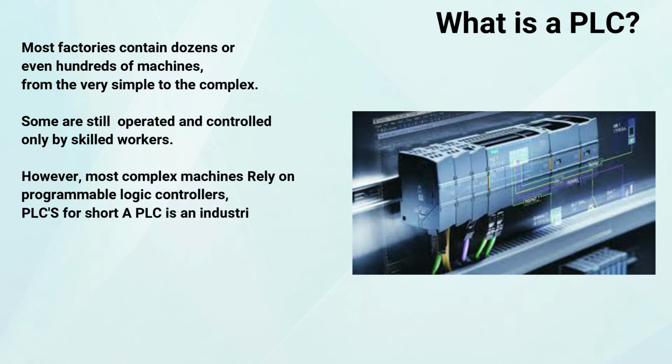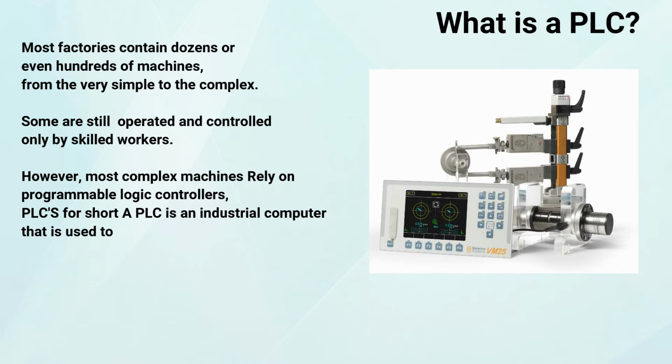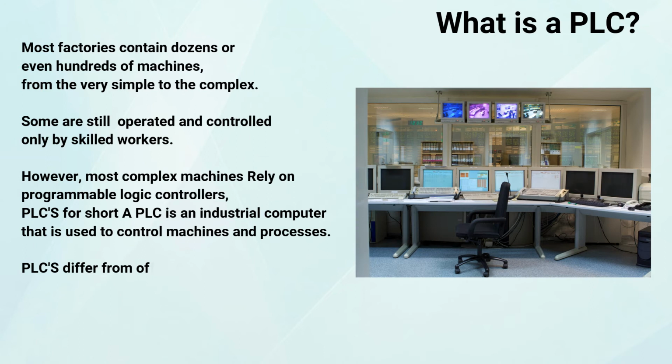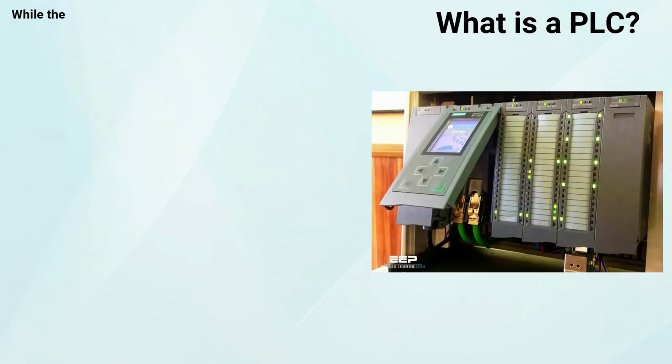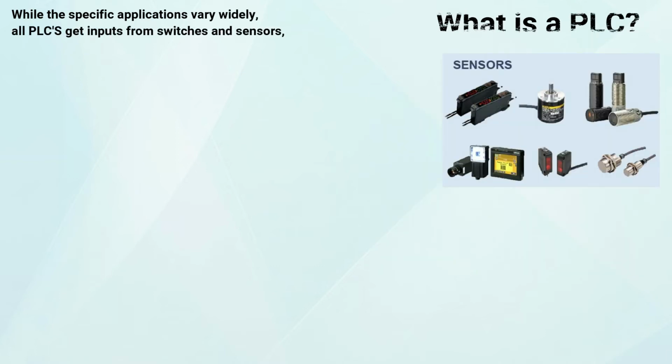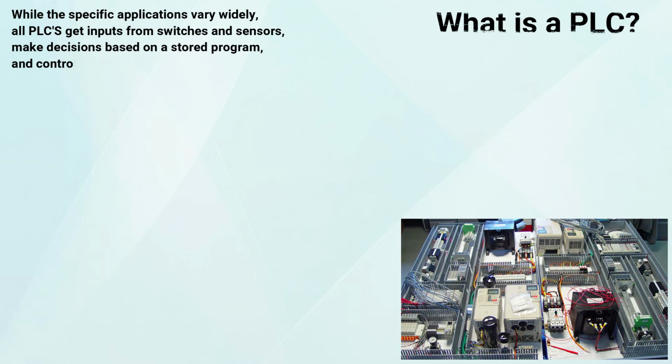A PLC is an industrial computer that is used to control machines and processes. PLCs differ from office computers in the types of tasks that they perform and the hardware and software they require. While the specific applications vary widely, all PLCs get inputs from switches and sensors, make decisions based on a stored program, and control outputs to automate machines and processes.